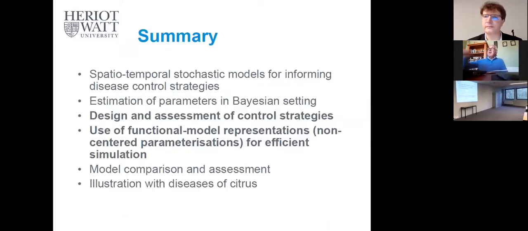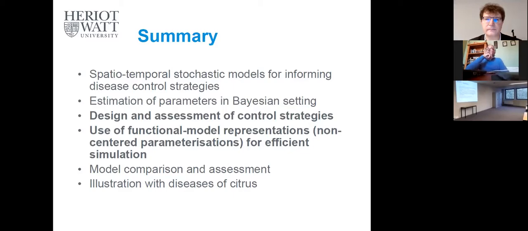So I'll give you a very quick overview of what I plan to cover. I won't go into too much technical detail. I'll mainly be trying to give a sort of flavor of how the stochastic modeling works and the kind of insights that we can get from stochastic modeling. But first of all, I'll give a quick description of the kind of spatiotemporal stochastic models which I've been looking at really over a sort of 25-year period.